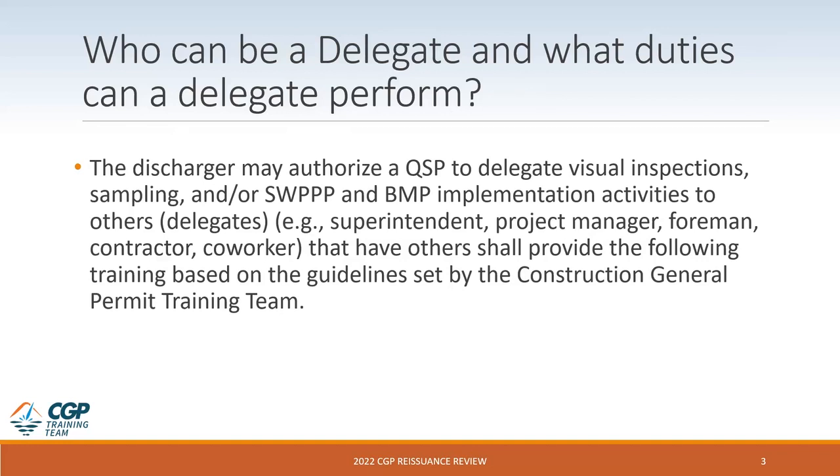The discharger or the permittee can authorize a QSP to delegate certain aspects of their responsibilities, like visual inspections, sampling, even data submitting, those types of things, to a delegate. But that delegate now has to be trained by the QSP to perform these tasks and have specific training. The 2022 CGP specifically identifies as examples of who could be a delegate: superintendents, project managers, foremen, people like that. So I think they're looking for people who are on the site more often than not.